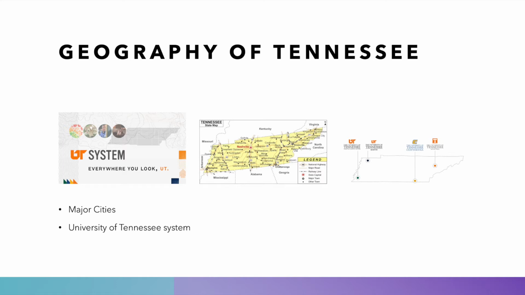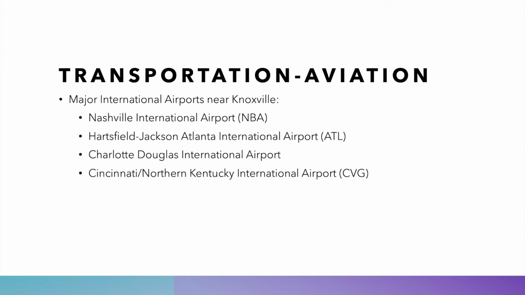There are three major cities in the states of Tennessee. They are Memphis, Nashville is the state capital, and Knoxville, as well as Chattanooga is also another major city in the state of Tennessee. We are going to talk about the transportation for your convenience.